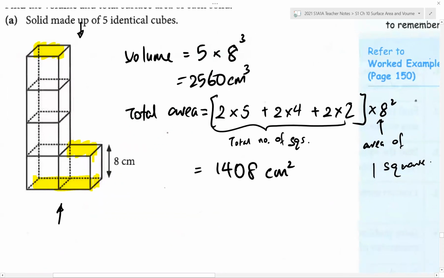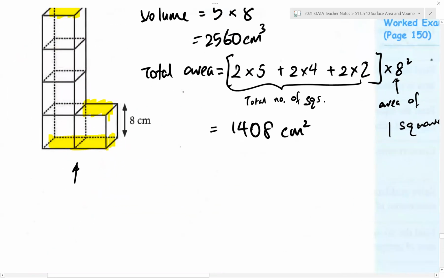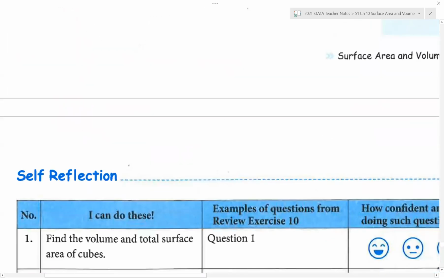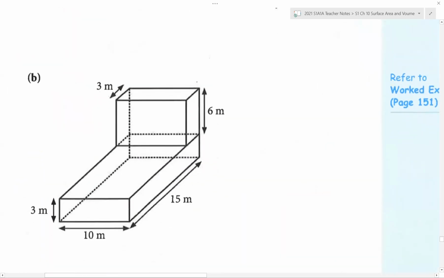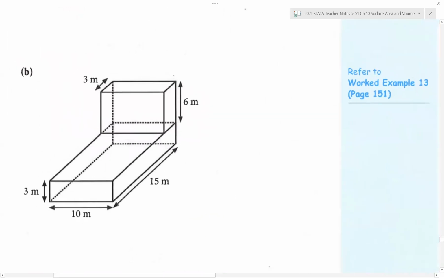Second last question. All right, okay. Last question now. Part B, the final question in our workbook. Again, volume. Let's find the volume for the cuboid at the bottom.